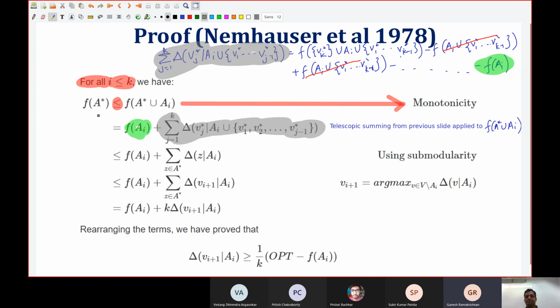Let's see. Oh, I forgot. Yeah, A star is A star union. This is one, the first term. Okay, so this I should point out, this term is nothing but f of A star union A_i. Is this clear? f of A star union A_i is exactly this term, f of A_i union e1 to ek.